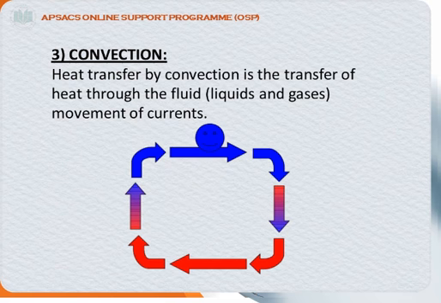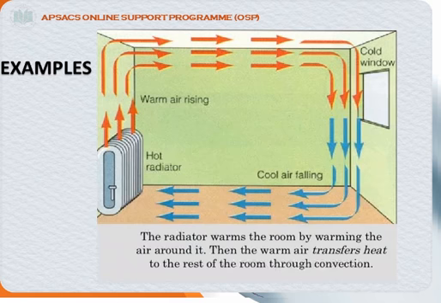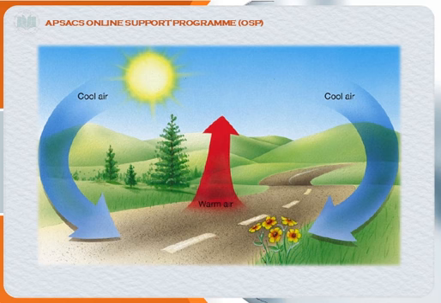Number 3 type is convection. Heat transfer by convection is the transfer of heat through the fluid, which means liquid or gases, movement of current. This is the example. This is a closed room and a hot radiator. The radiator warms the room by warming the air around it. Then the warm air transfers heat to the rest of the room through convection. This is another example. As air above the roads warms up, it rises and is replaced by the cooler air, forming a convection current, which means, or you can say, a convection cycle.